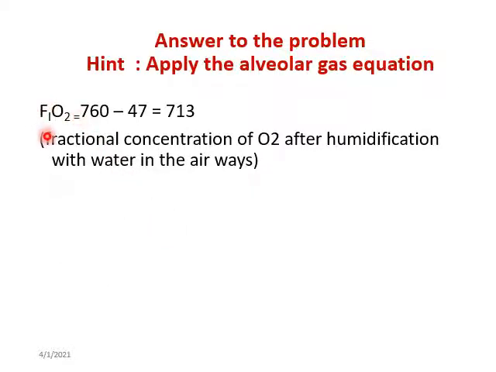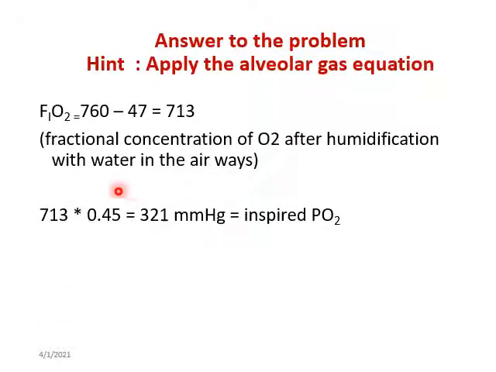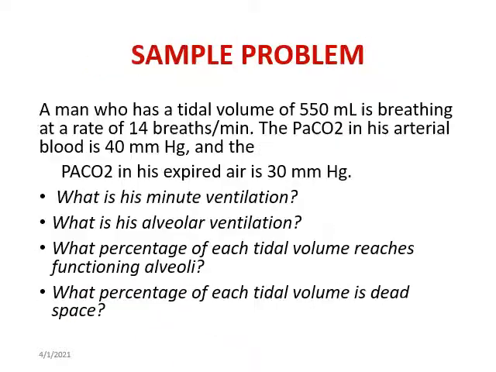That's how you calculate the fractional concentration. It's going to be after humidification, and then we multiply the percentage by 713, and so the partial pressure of oxygen in the inspired air becomes 320. Applying the alveolar gas equation, the partial pressure of oxygen in the alveolar air comes to be 270.